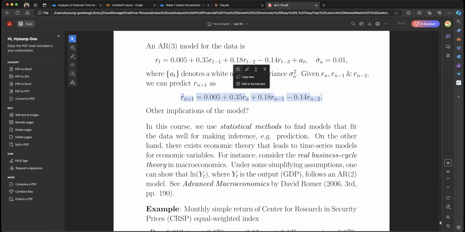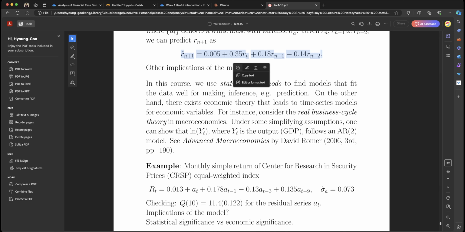One example of prediction. On the other hand, there is economic theory that leads to time series models for economic variables. For instance, consider real business cycle theory in macroeconomics. Under some simplifying assumptions, one can show that log Y_t, where Y_t is output like GDP, follows the AR(2) model.